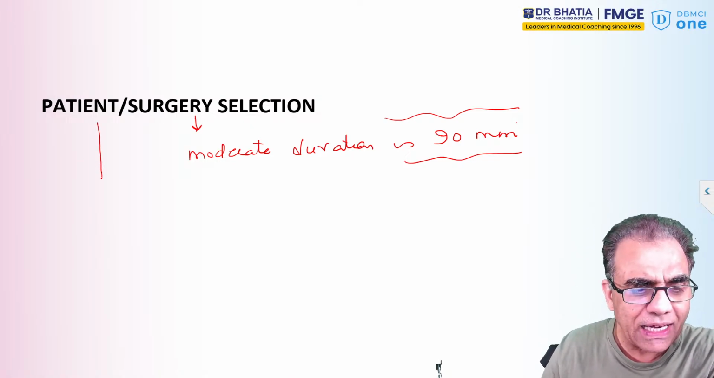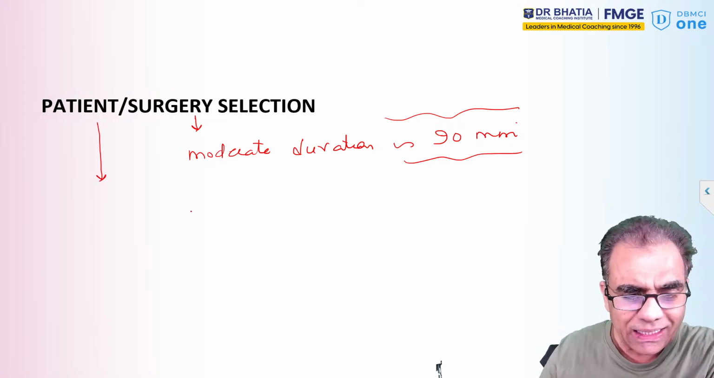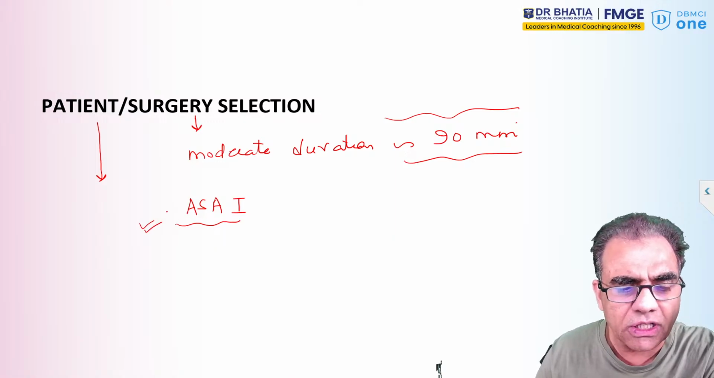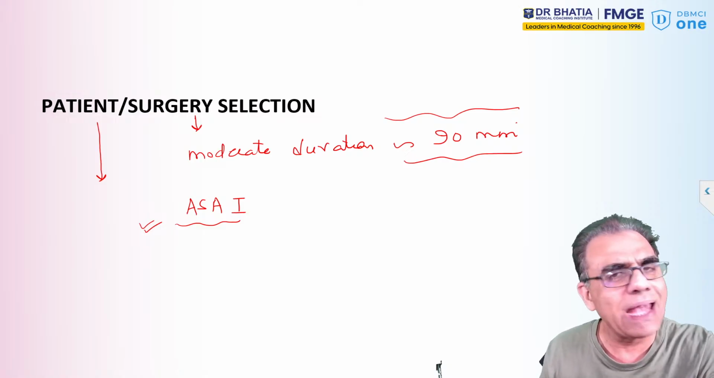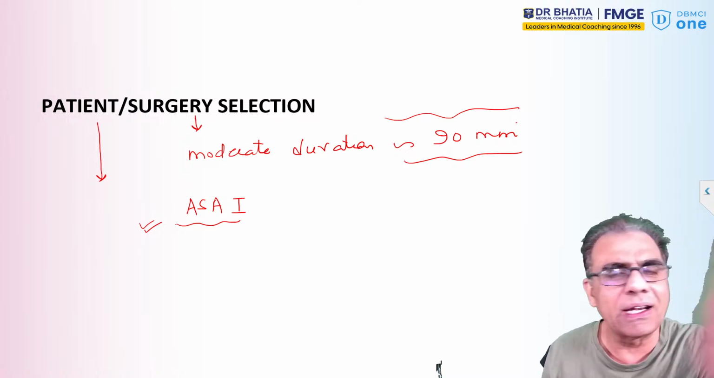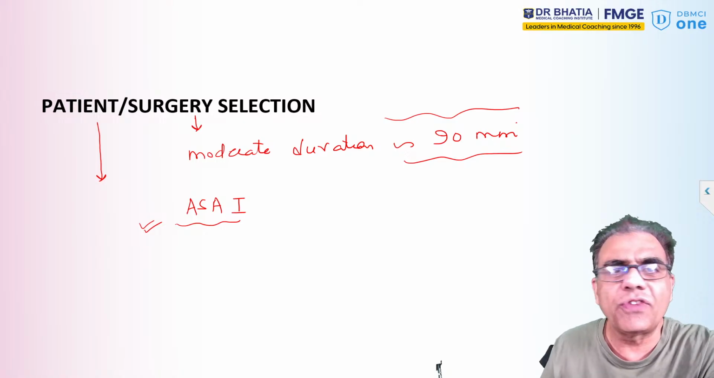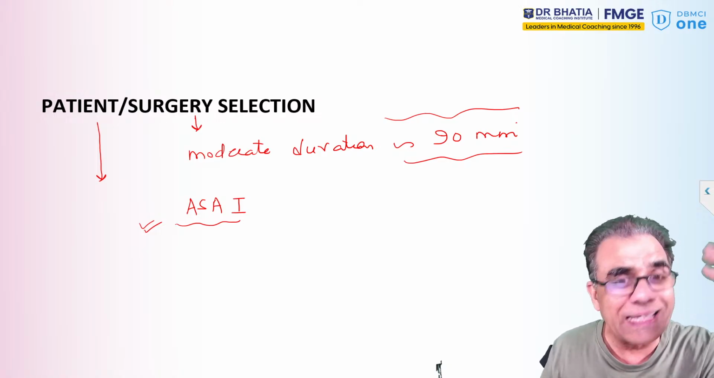As far as patient selection is concerned, ASA is the American Society of Anesthesiologists, which classified patients into 6 categories based on their medical condition. ASA 1 is a healthy patient. ASA 2 means the patient has mild disease that is not causing functional limitation. ASA 3, the disease is causing functional limitation. ASA 4, the disease is so severe that it is incapacitating. ASA 5, moribund, and 6 is brain dead.